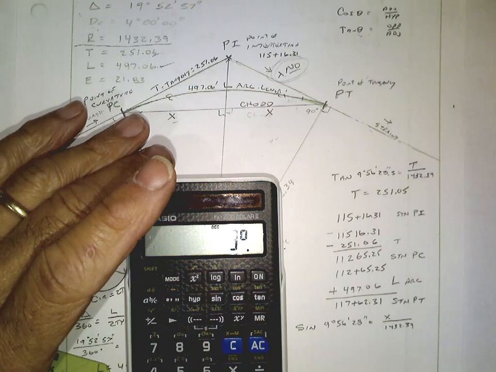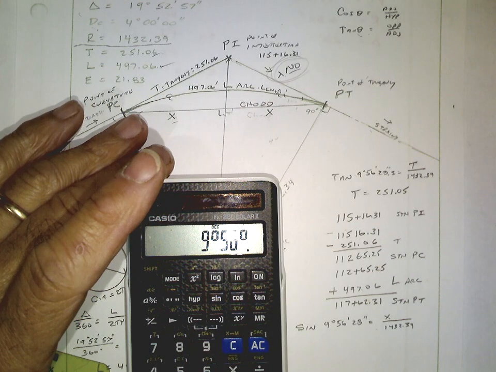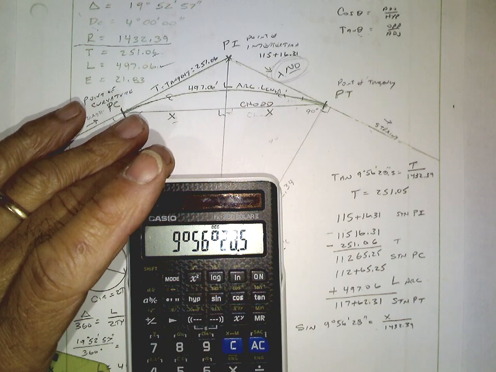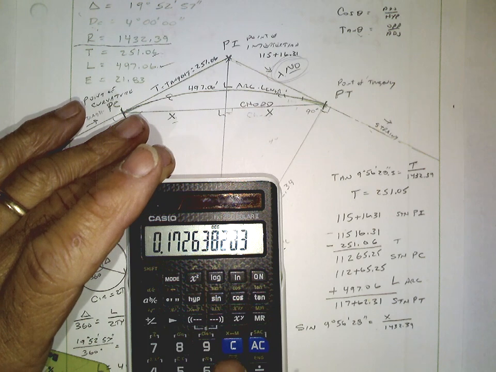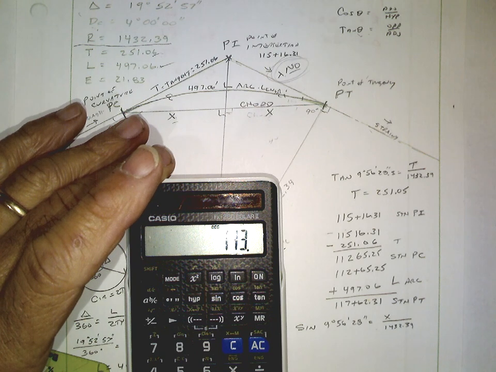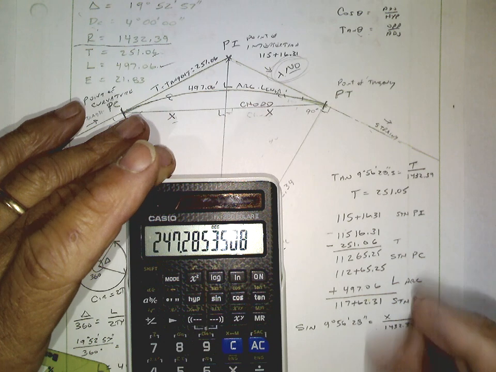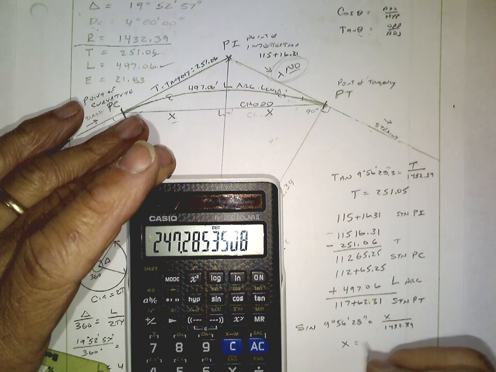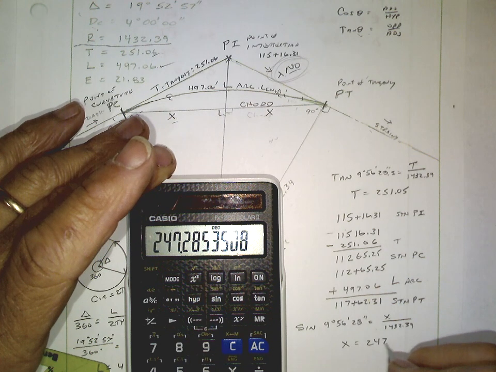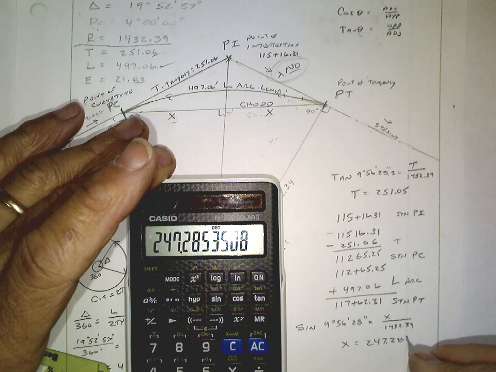So let's go ahead and do that. 9, 56, 28.5 sine times 1432.39 equals 247.285.